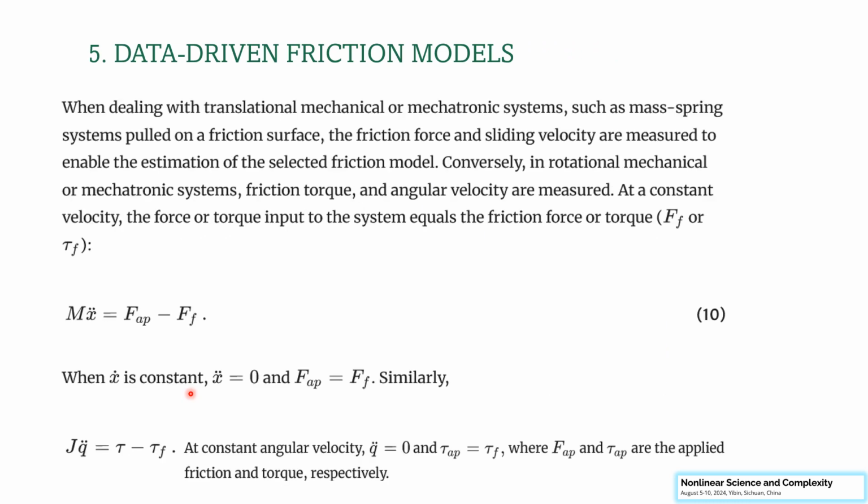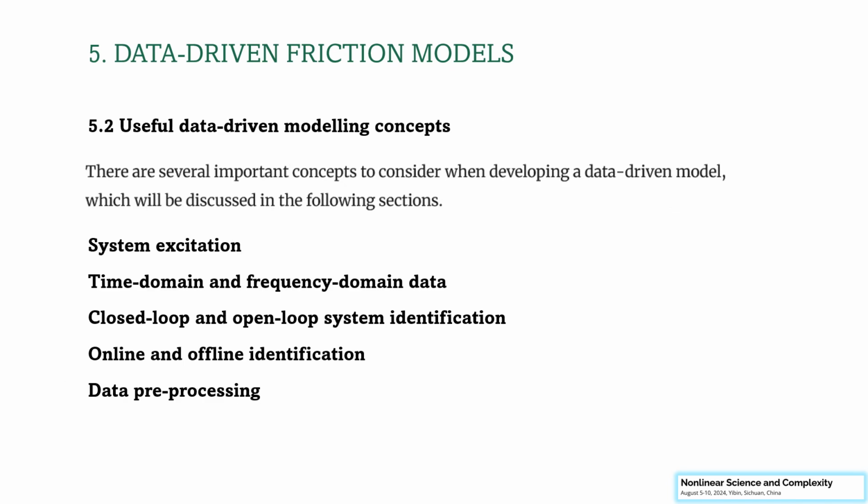In rotational mechanical systems, friction torque and angular velocity are measured. So at constant velocity or angular velocity, the force or torque input to the system equals the friction force or torque. So we have such equation. In our case, tau f will be identified. And now we are at the data-driven friction models. So there are several important concepts to consider when developing a data-driven model. So it is a system excitation, time domain and frequency domain data, and so on.